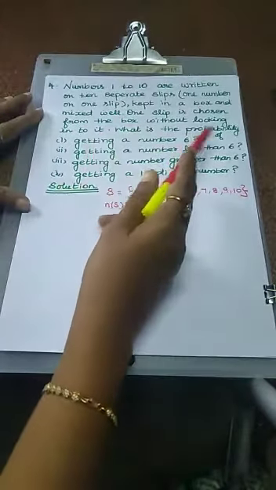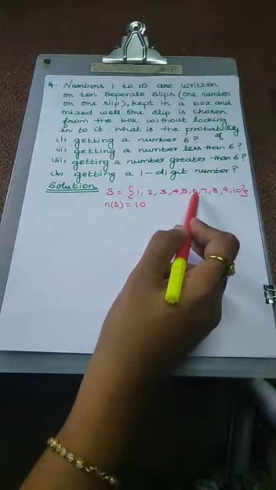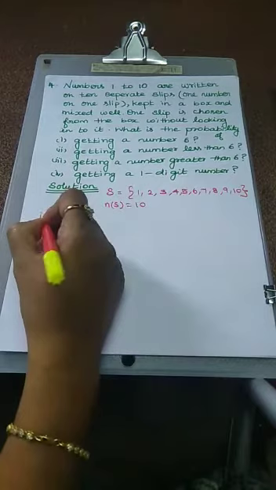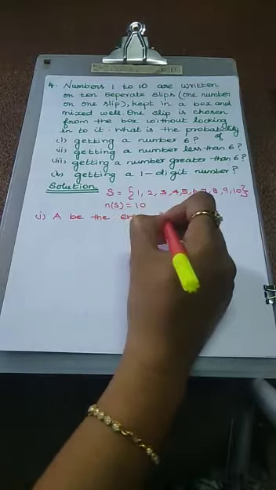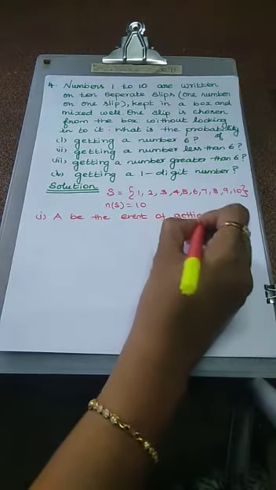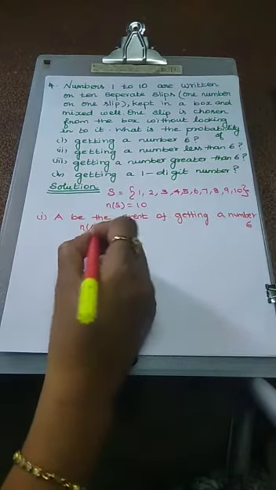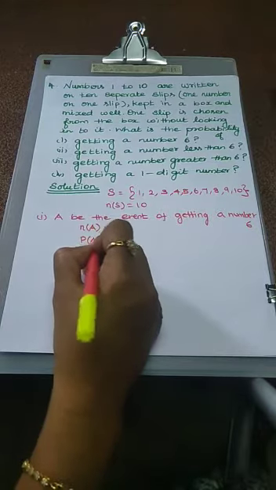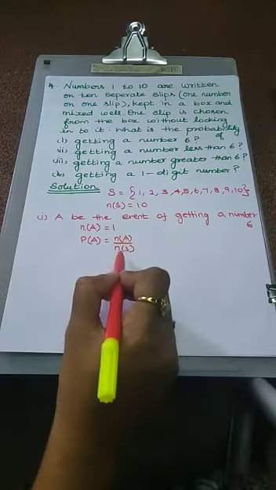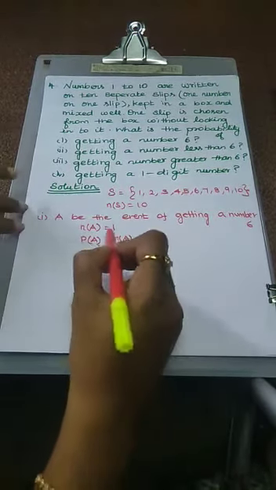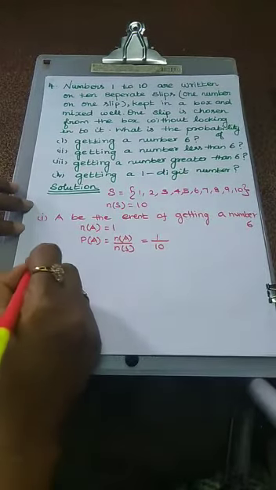What is our first question? What is the probability of getting a number 6? In that box there is only one slip with the number 6. So for the first subdivision, let A be the event of getting a number 6. N of A is only 1. What is the formula? P of A equal to N of A by N of S, favorable outcomes divided by total number of outcomes. Here the favorable outcome is 1 and all possible outcomes are 10. So the answer is 1 by 10.